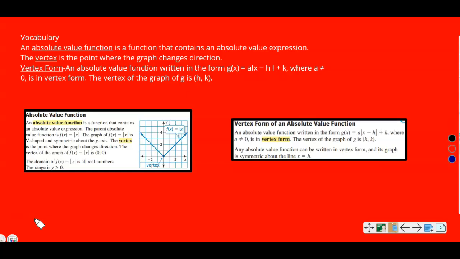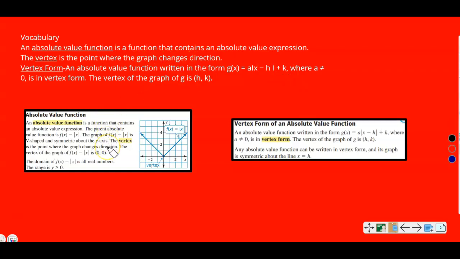Definitions that we need to know today: an absolute value function is a function that contains an absolute value expression. The vertex is the point where the graph changes direction. And vertex form of an absolute value function is written in the form g of x equals a times the absolute value of x minus h plus k, where a is not equal to 0. The vertex of the graph is (h, k). So if it's written in this form, your vertex is (h, k), and that's where the graph changes direction.